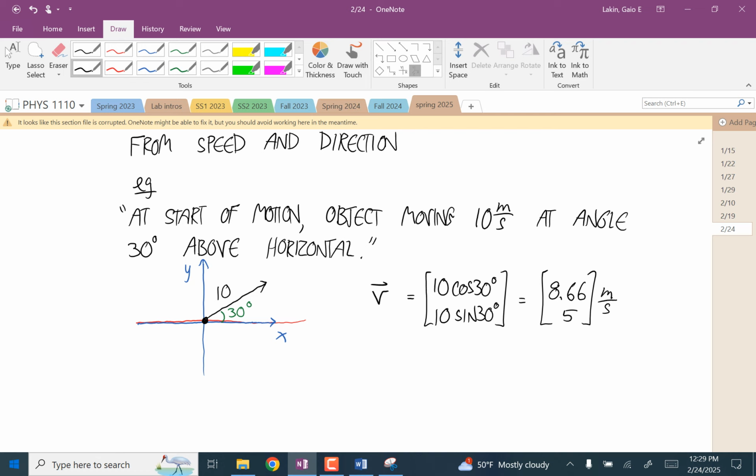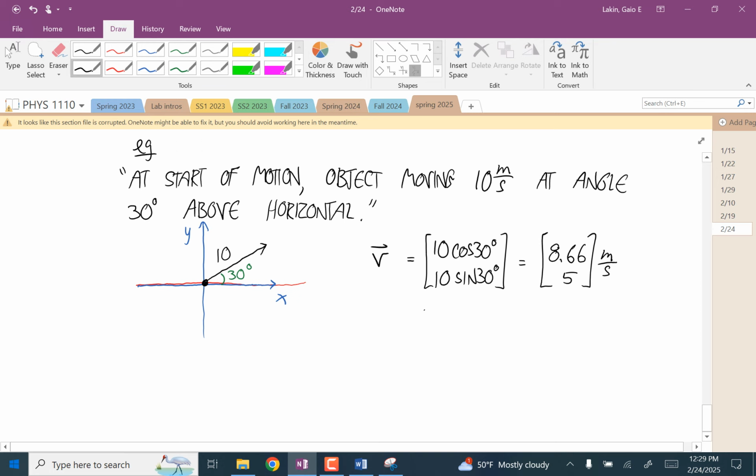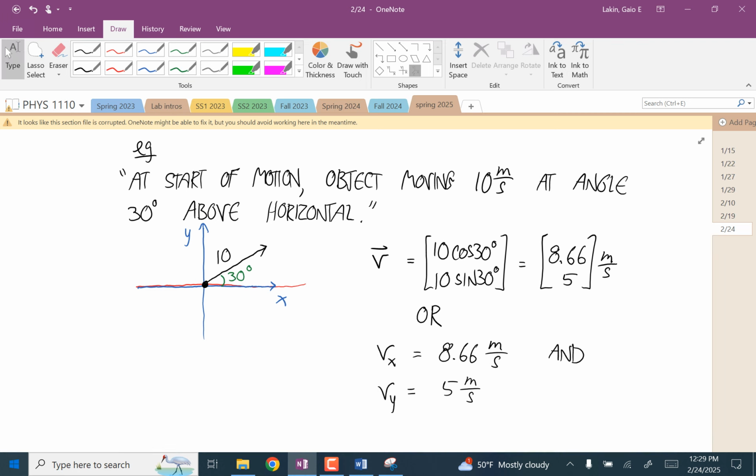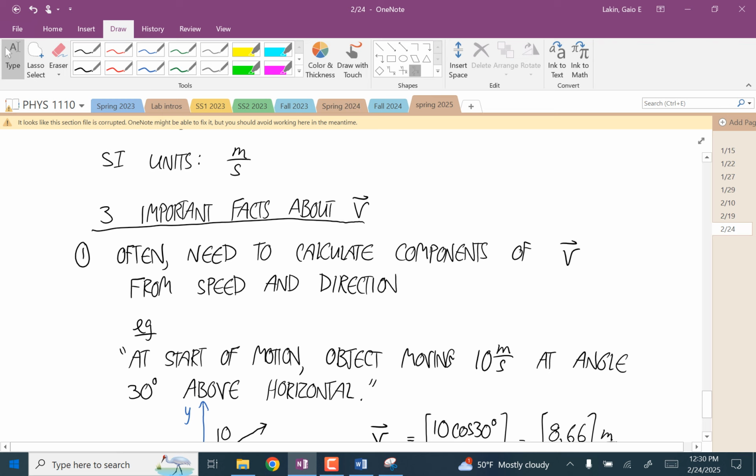The way we're going to use these components in equations is, in other words, Vx, that's the x component of the velocity vector, is 8.66 meters per second. And the y component of the velocity, Vy, is 5 meters per second. Okay? So that's all just that first of these 3 important facts.